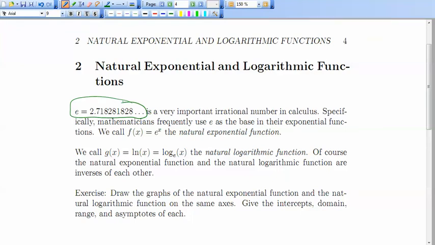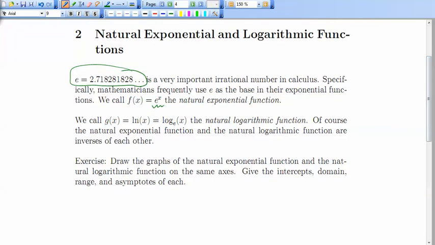Now, we use it extensively as the base of both exponential functions and logarithms. So we often talk about e to the x, that nice exponential function, or log base e of x, which we have a short form for. It's the ln of x. It's the natural logarithmic function. So if you ever see ln of x, you'll notice there's no base written there, and it's implied to be e.